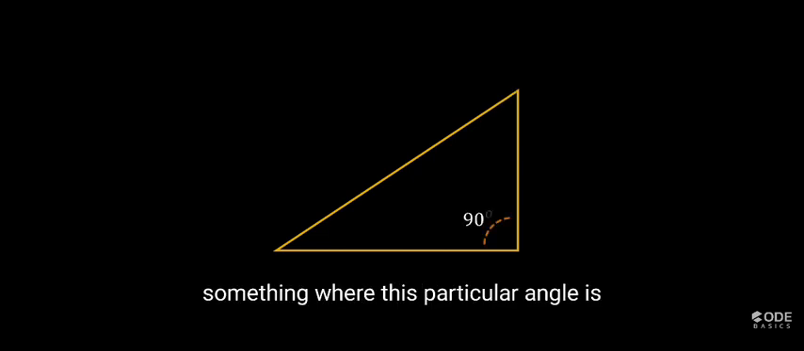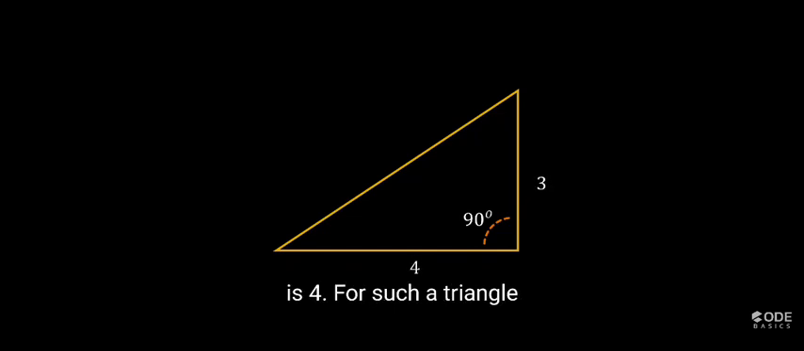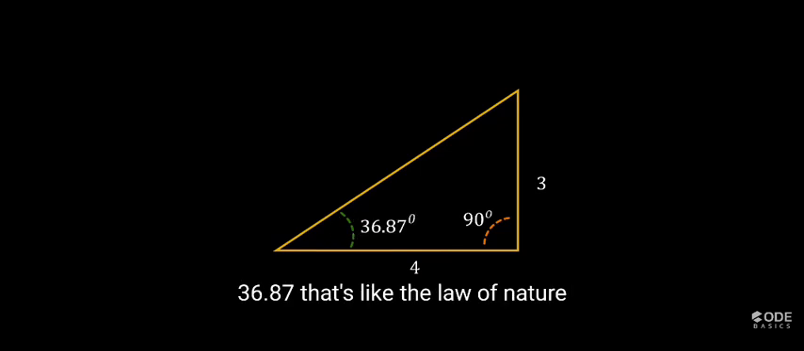Let me represent this as a right angle triangle. So here, right angle triangle is something where this particular angle is 90 degree, and I'm just taking an example here. Let's say the height is 3 and the base is 4. For such a triangle, this angle will always be 36.87. That's like the law of nature.